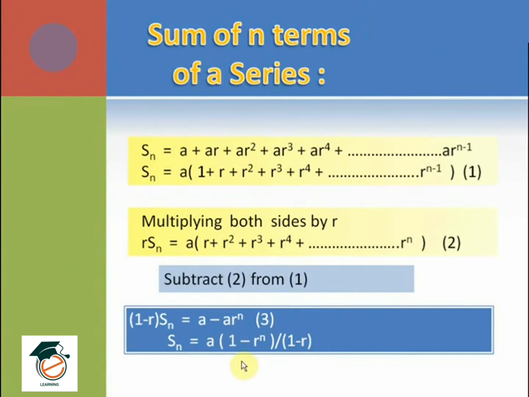Thus we can say that if we have a geometric progression in which the first term is a, the common ratio is r, and the number of terms is n, then the sum of all these terms is given by the formula a into (1 minus r to the power of n) whole divided by 1 minus r.